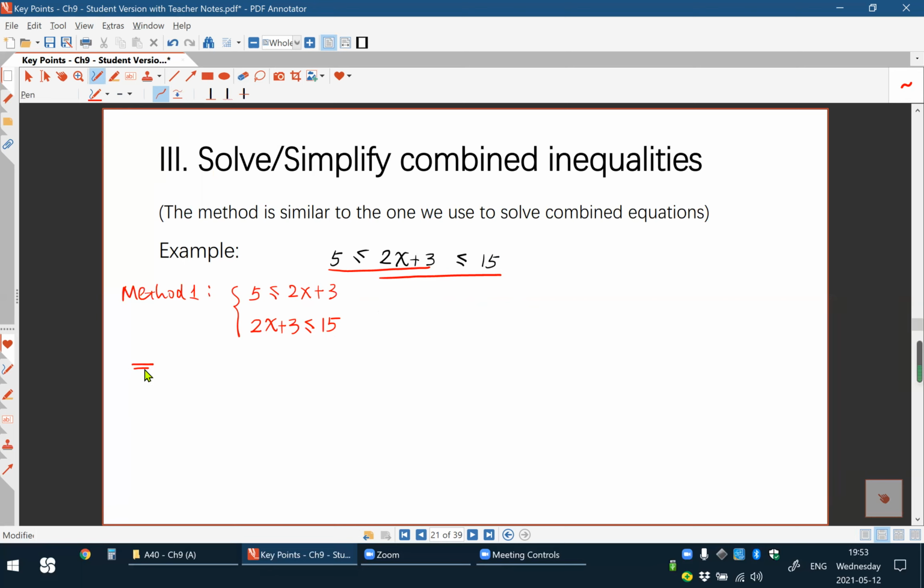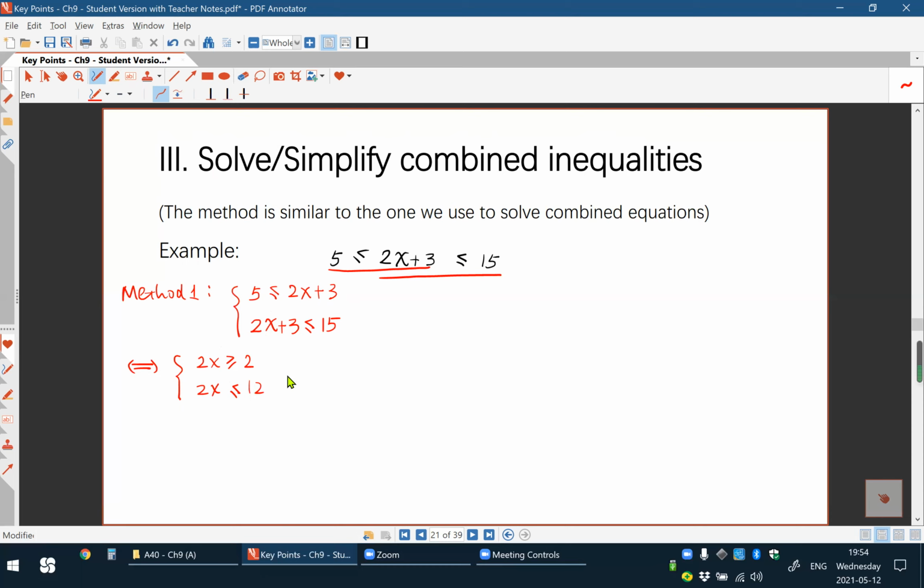Okay, so this is equivalent to, the first inequality is actually 2x larger than or equal to 2, right? The second one is 2x is smaller than or equal to 12, right?